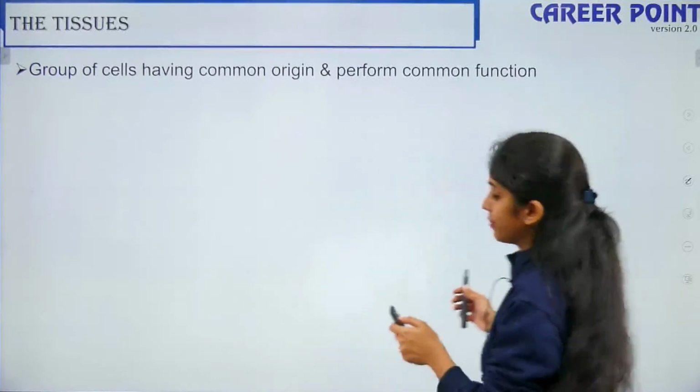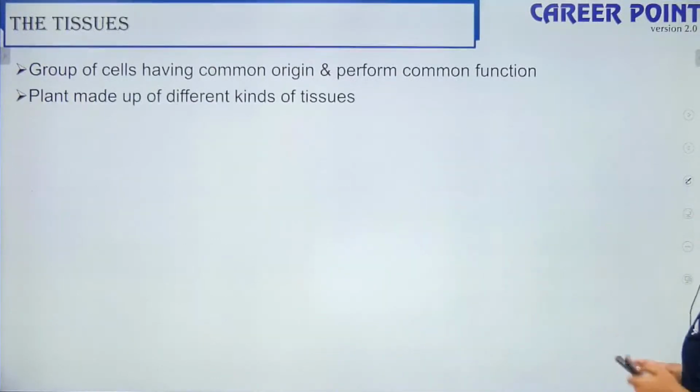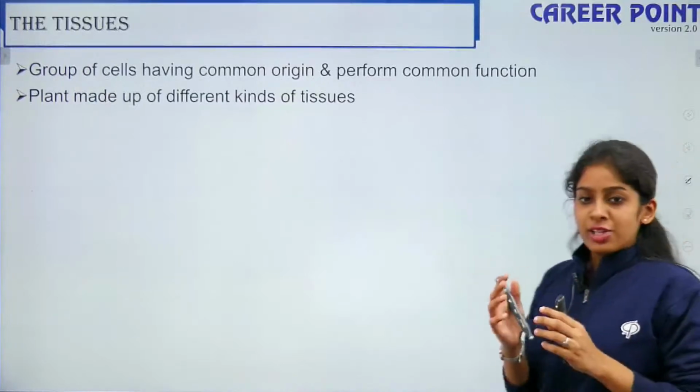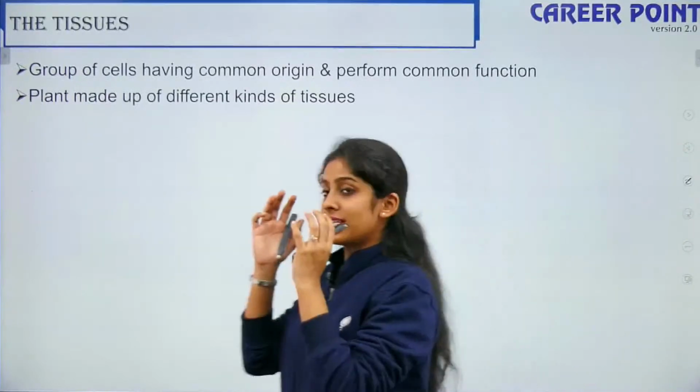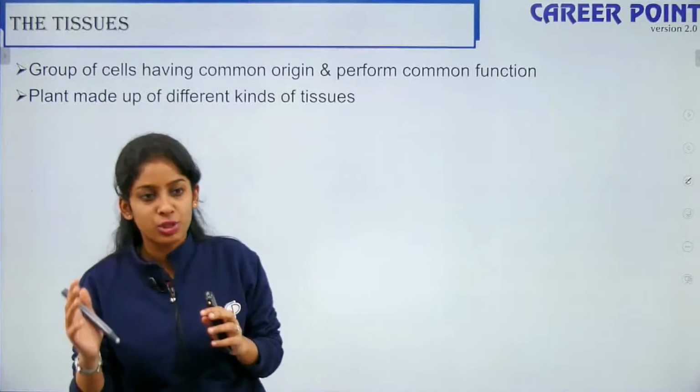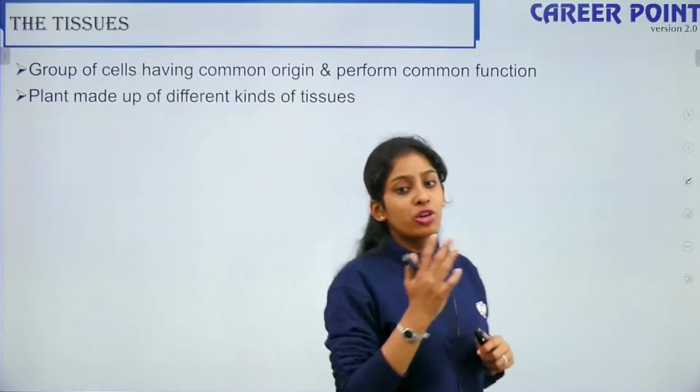Fine. Okay. So plants are made up of different kinds of tissue. It's not that plants have only a single kind of tissue. Plants have many kinds of tissue. Okay. And tissues have a group of cells. Fine.